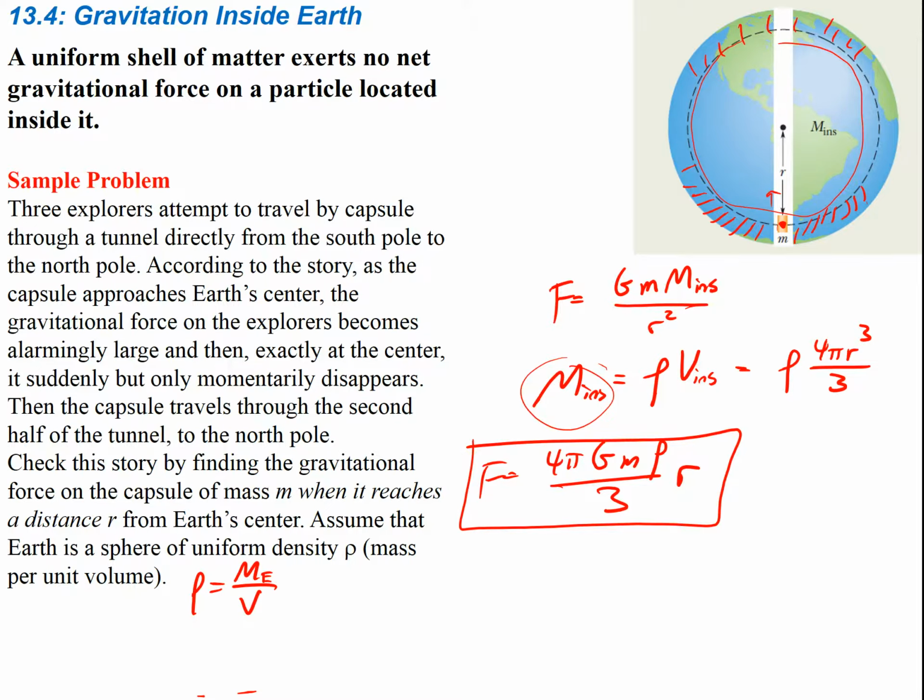So we should notice that when you're inside of the Earth, the force actually is a linear function. It only depends on r, which is your distance away from the center of the Earth, when you're inside of the object. It does not depend on the inverse square, as we would have thought. So basically what this is saying is the closer and closer you get to the center of the Earth, the less and less force of gravity you're going to experience. Which is sort of counterintuitive to what they said in the story here.